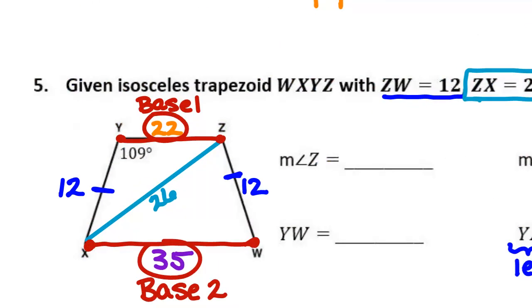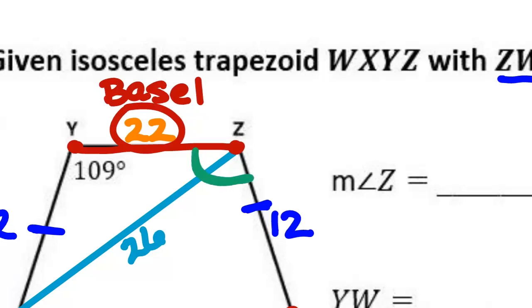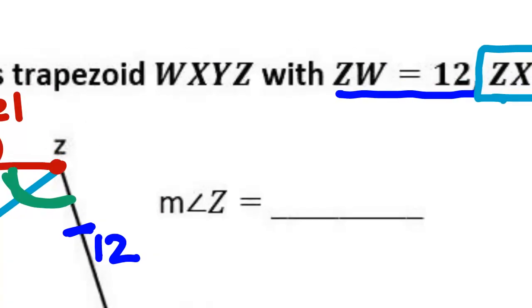All right, they also want me to give the measure of angle Z. Angle Z is right over here. Is this a base angle? Yes. What would it be congruent to? Angle Y right here. Those both touch base number 1. If they touch the same base, then they are base angles. So angle Z is 109 degrees.